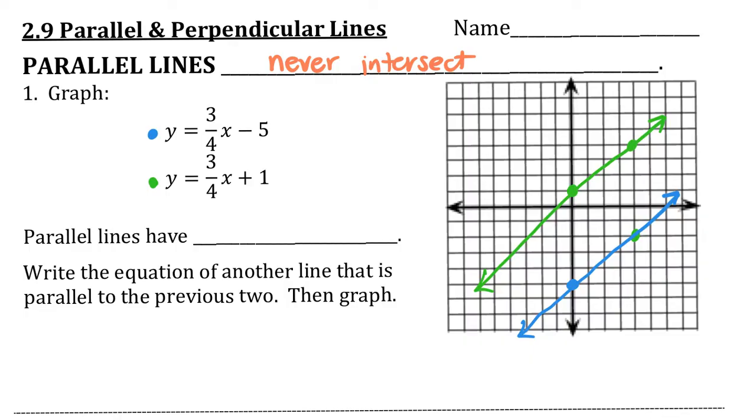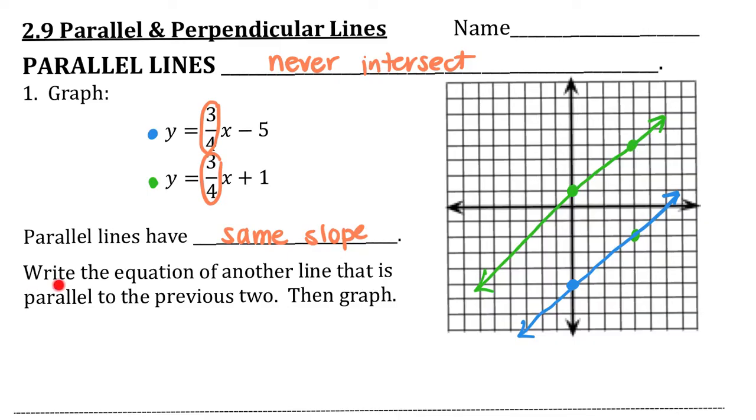Okay, now I'm going to go ahead and look at the equations to tell how I could tell they are parallel looking at the equation. This is y equals 3/4 x minus 5. This is y equals 3/4 x plus 1. So where do they match? They match right here at the 3/4 x. That 3/4 represents their slope, and they have the same slope. So if they are parallel lines, they have the same slope, which is what makes them go the same direction.